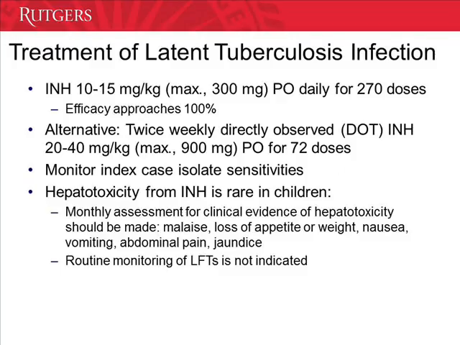And then just quickly to finish, treatment of latent TB infection: INH, isoniazid, 10 to 15 mg per kg, maximum 300 milligrams, PO daily for 270 doses, which essentially means 9 months, and efficacy with this approach is 100%. The alternative is twice weekly with directly observed therapy, which Lillian will be speaking to you shortly about, and that's INH 20 to 40 mg per kg with a maximum of 900 milligrams for 72 doses.